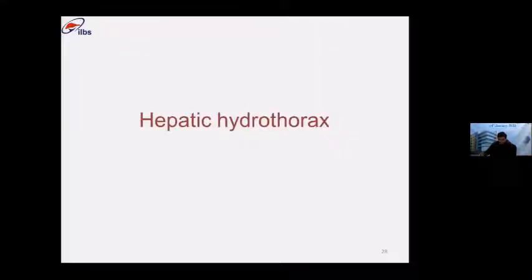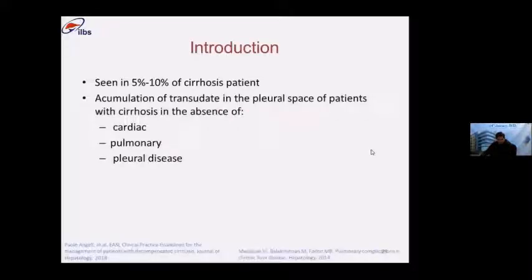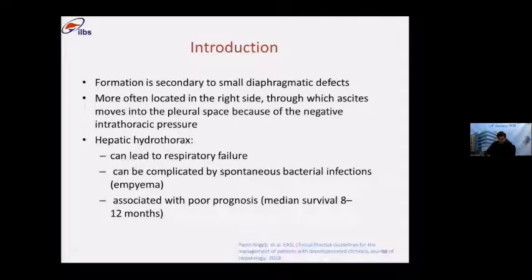So coming to hepatic hydrothorax, seen in 5 to 10% of cirrhotic patients, and it is defined as the accumulation of transudate in pleural space of patients with cirrhosis in the absence of cardiac, pulmonary, and pleural diseases. Formation is secondary to small diaphragmatic defects, more often located on the right side, through which ascites moves into the pleural space because of negative intrathoracic pressure.